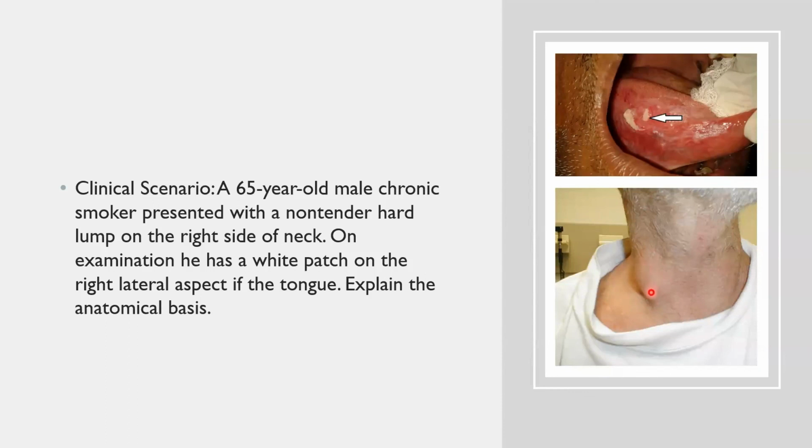jugulo-omohyoid lymph node. So here, the patient was found to have a lesion on the tongue. This is most probably a cancer. So this may have drained to the submandibular nodes because it's on the lateral aspect of the tongue. First, they drain into the submandibular nodes of the same side. And then from there, they drain into the deep cervical lymph nodes, mainly the jugulo-omohyoid, causing its enlargement. Right?